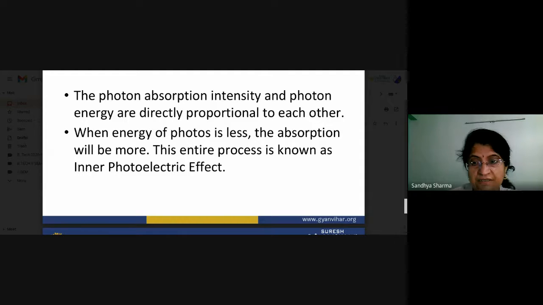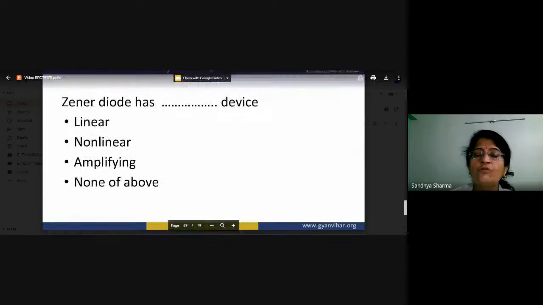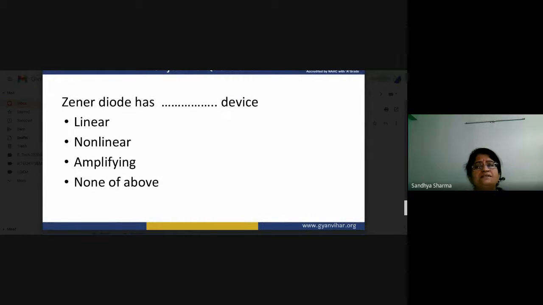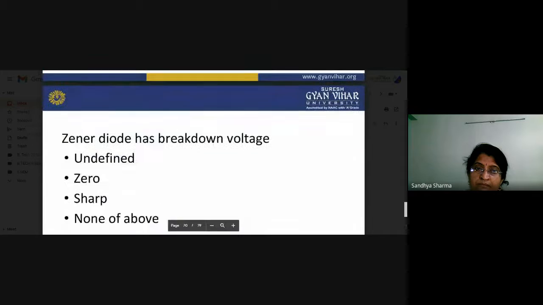Now we will slightly move to the objective questions. What type of device is a Zener diode: linear or non-linear? You have to see what type of characteristics we are seeing. In normal conditions, a Zener diode also works as an ordinary diode. What will happen? A Zener diode has a breakdown voltage. So how can you calculate the breakdown voltage? That is basically a sharp breakdown, undefined, or zero.